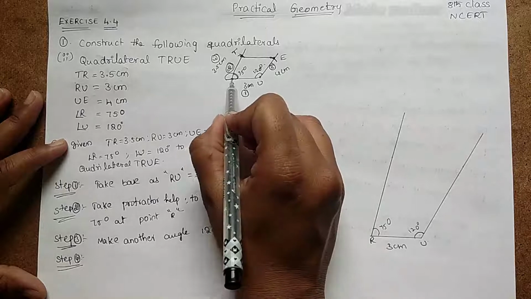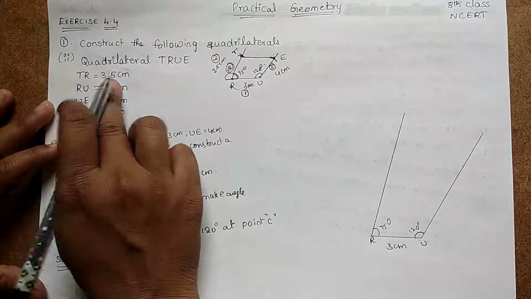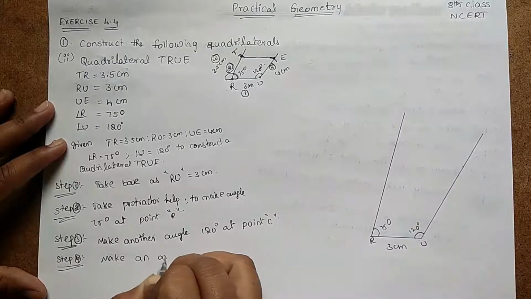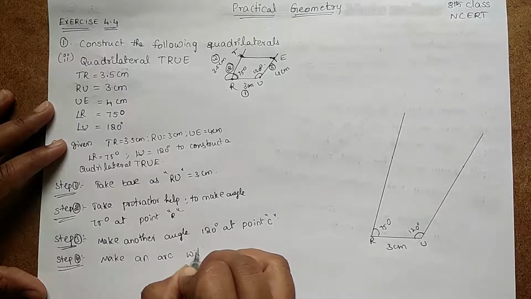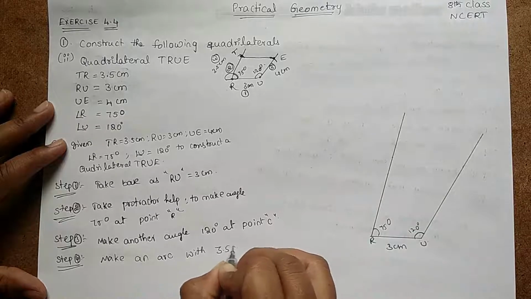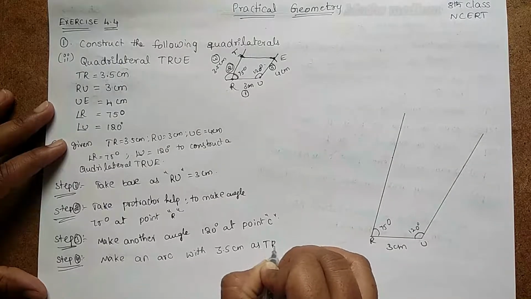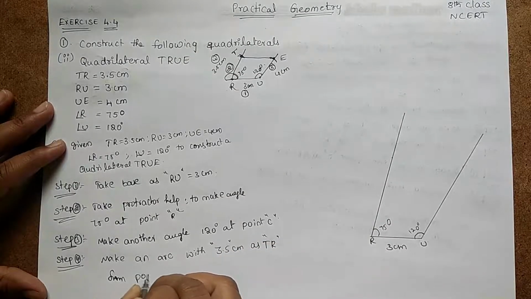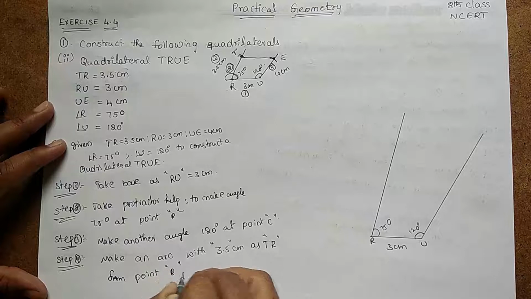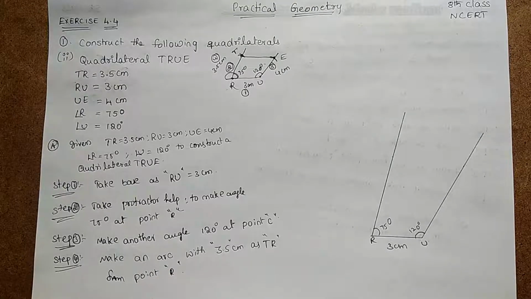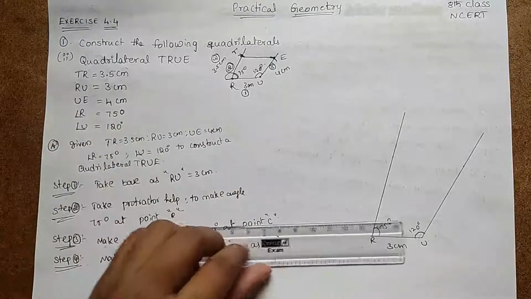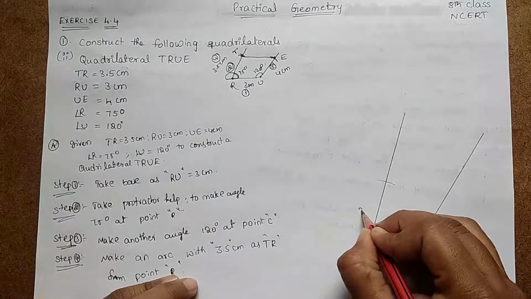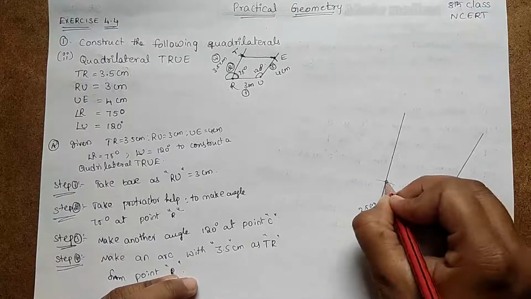As RT, we have to construct here given. So make an arc with 3.5 centimeters as TR from point R. So now take the help of a scale and make it. So here we have 3.5 centimeters as point T.